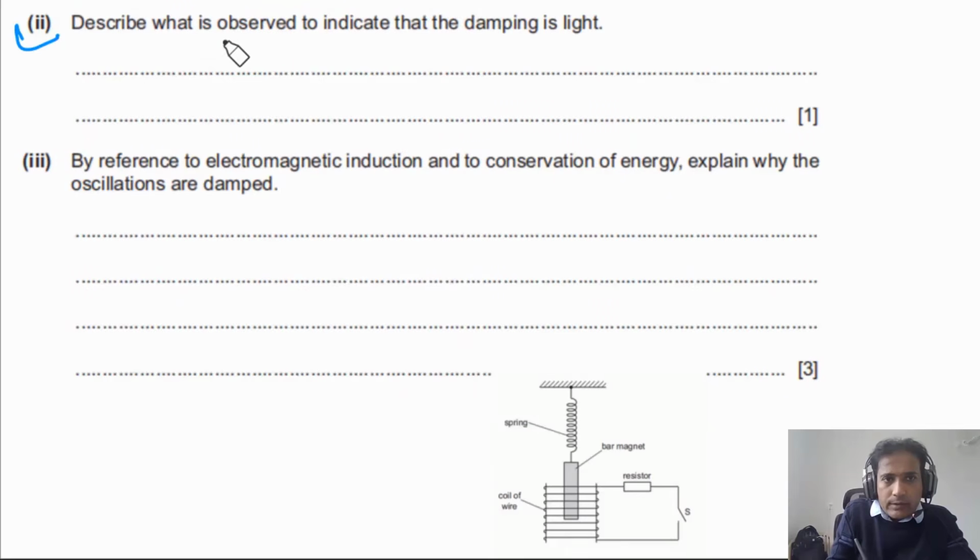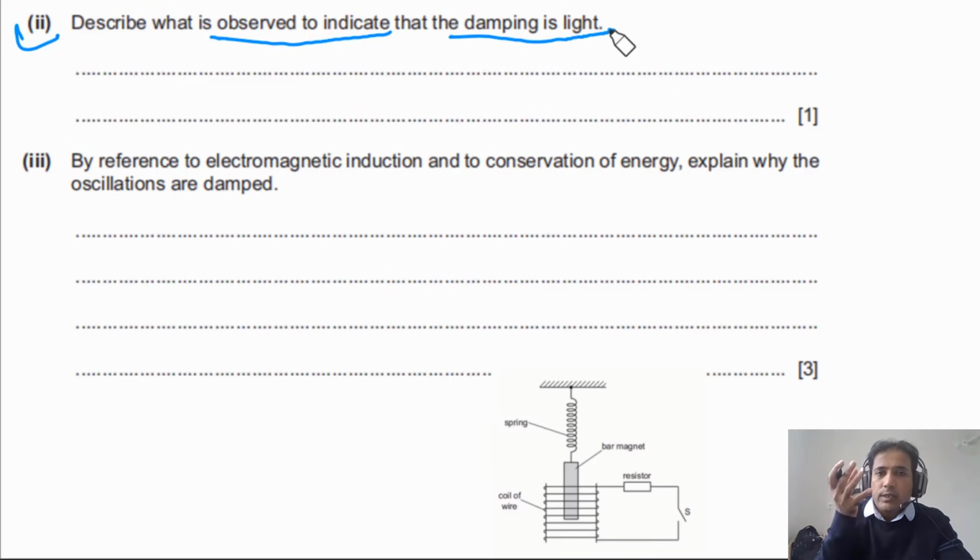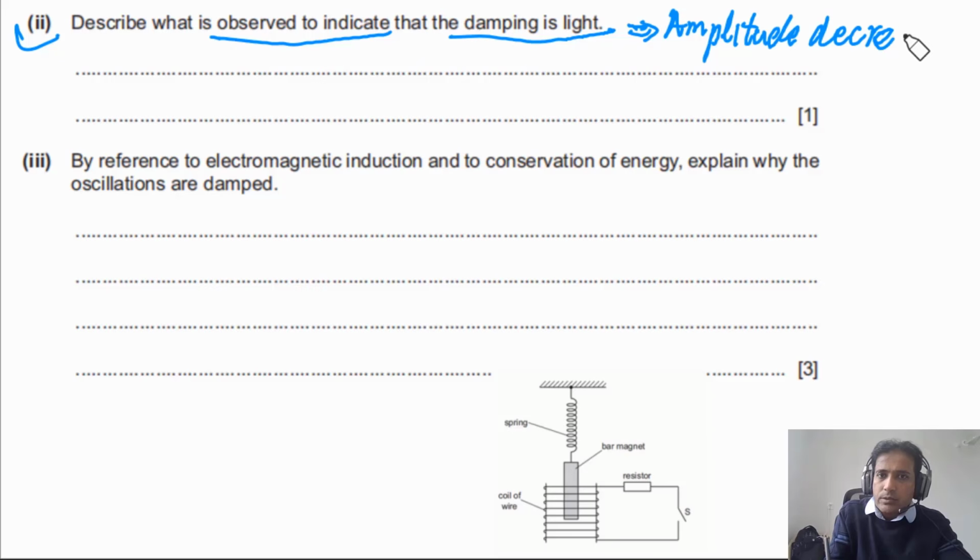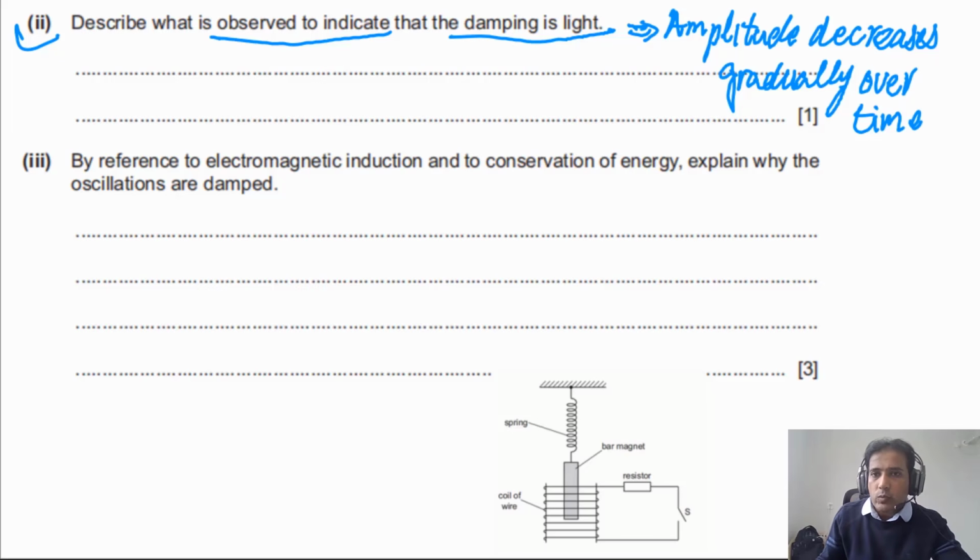The second part says describe what is observed to indicate that the damping is light. So we need to understand what light damping is. In light damping, amplitude decreases gradually. So this is the main point you need to understand. Amplitude decreases gradually over time. Gradually is very important, so this has to be in your answer. You cannot simply say amplitude decreases. Say gradually with time, or you can say over time. This is the main point you need to mention. If you write this, you will get 1 mark.